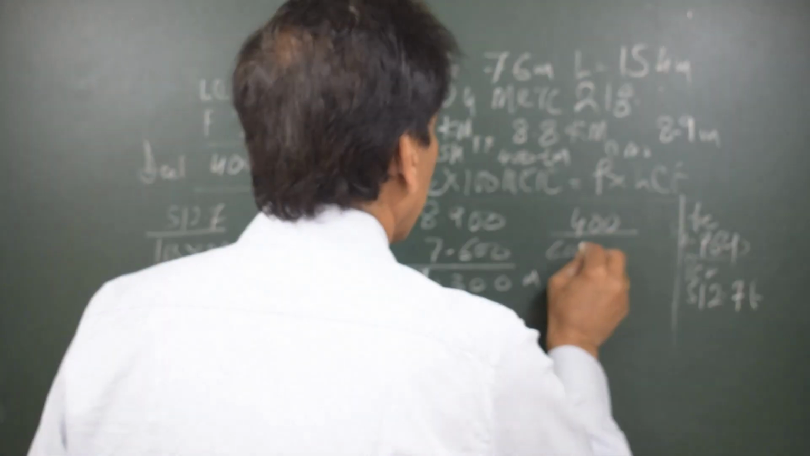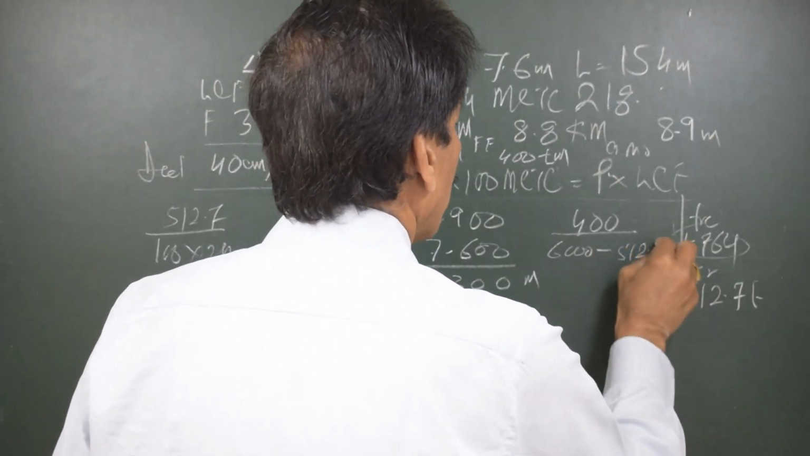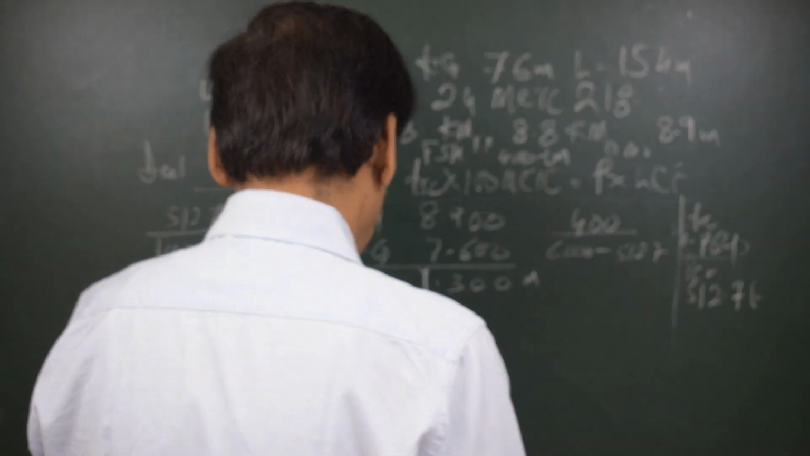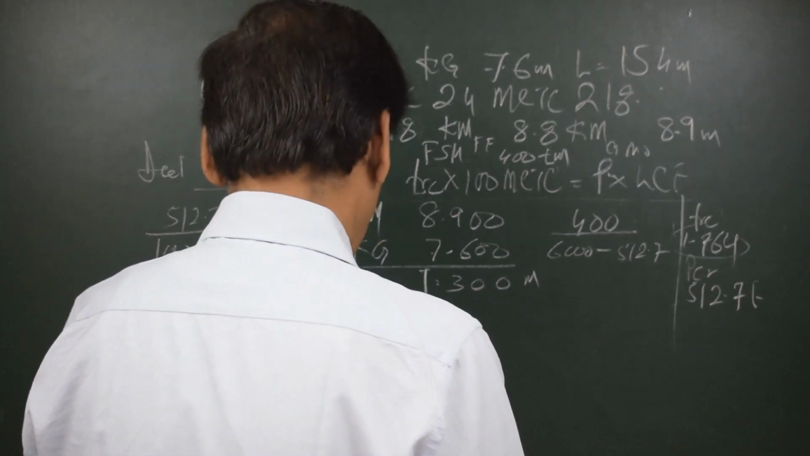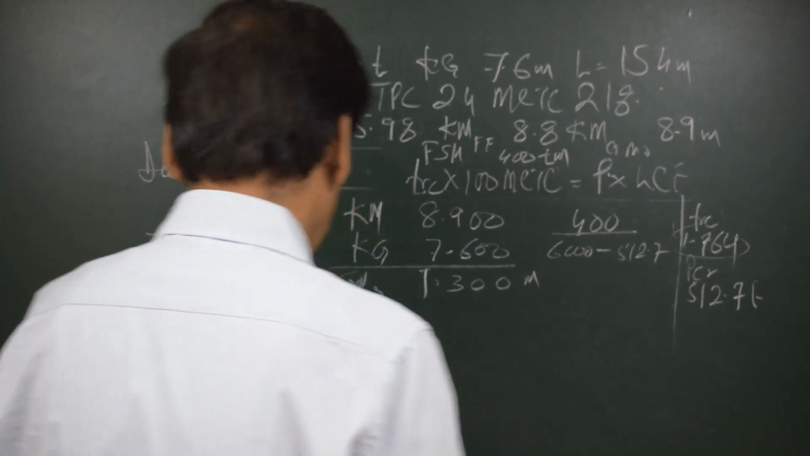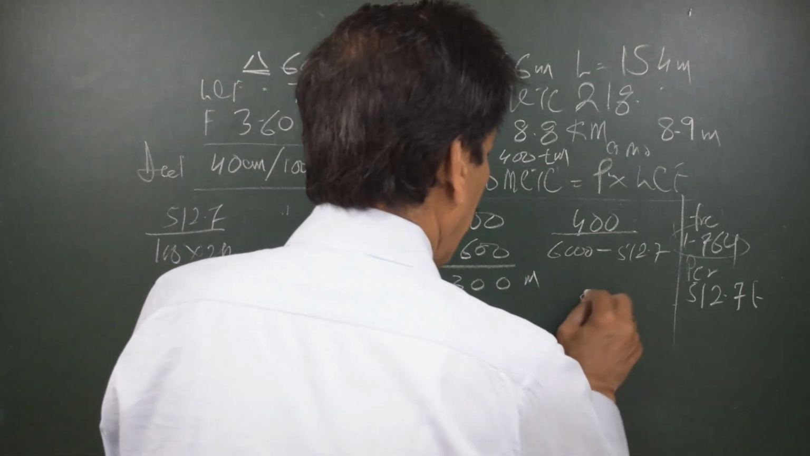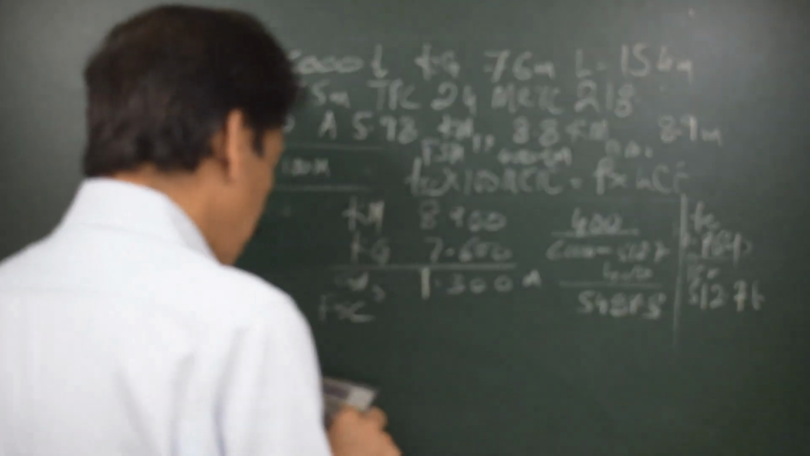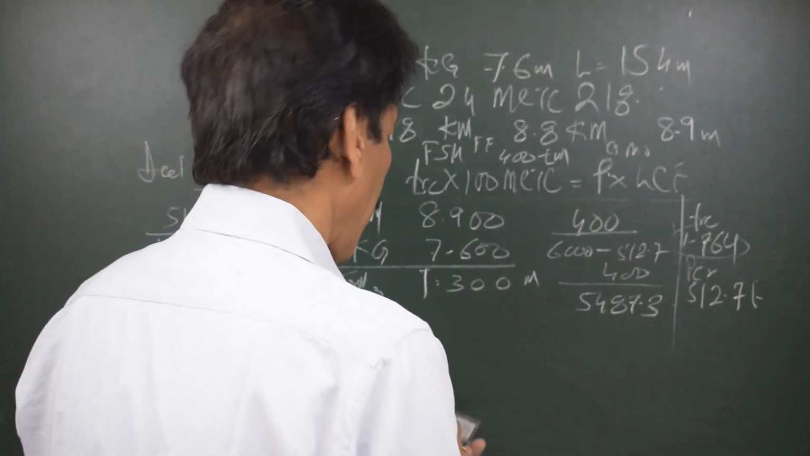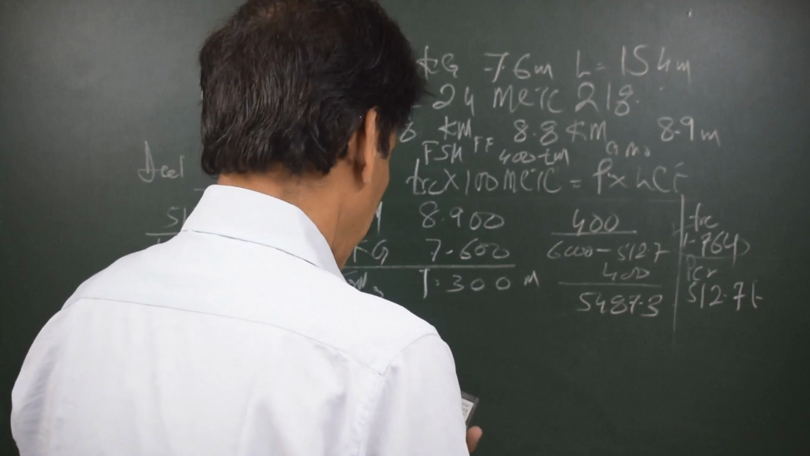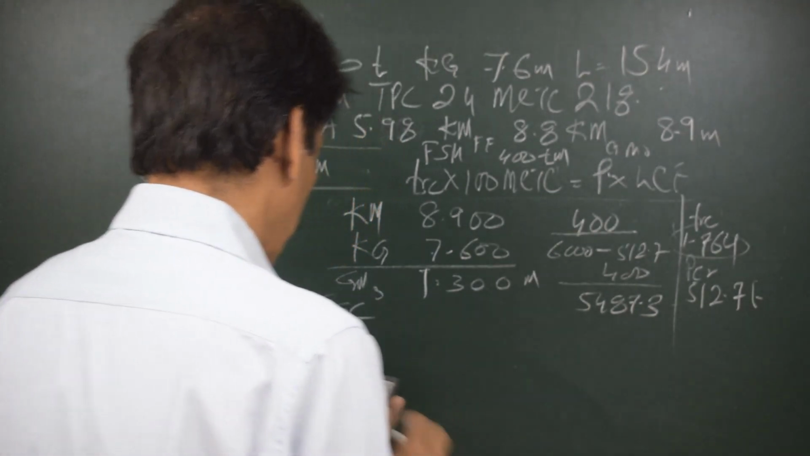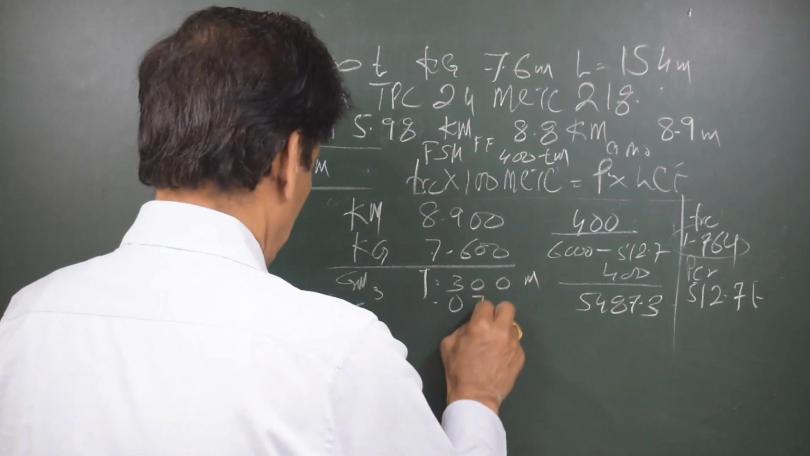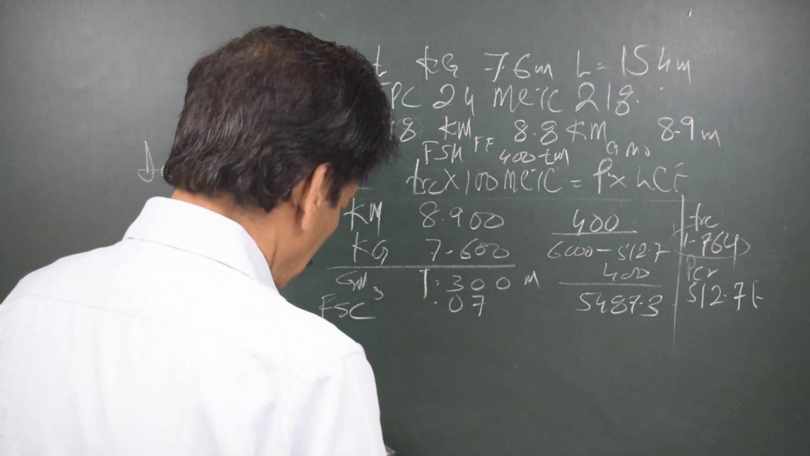Now free surface correction is going to be 400 divided by delta minus P. So 6000 minus 512.7 is 5487.3. So free surface correction is going to be 400 divided by 5487.3, which gives me 0.073.